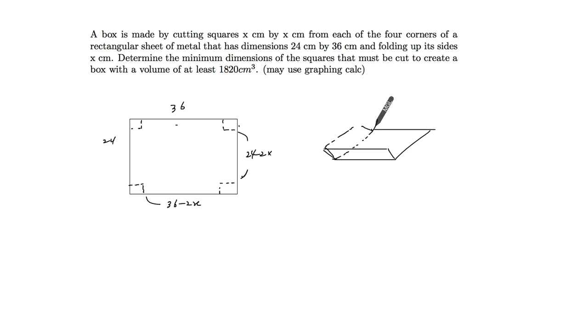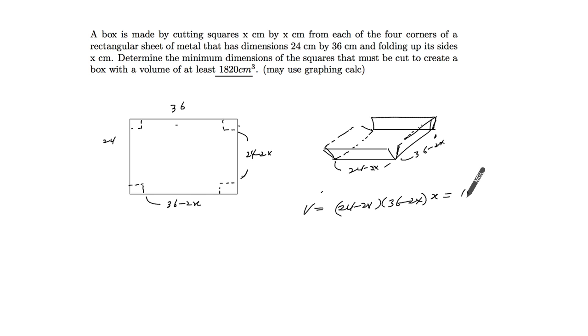Not sure if I'm doing a very good job here. Okay, where this is 24 minus 2x, this is 36 minus 2x, and this is x. So the volume is clearly 24 minus 2x times 36 minus 2x times x, and this is given to be 1820, or at least 1820. So what is the value of x which will do that?